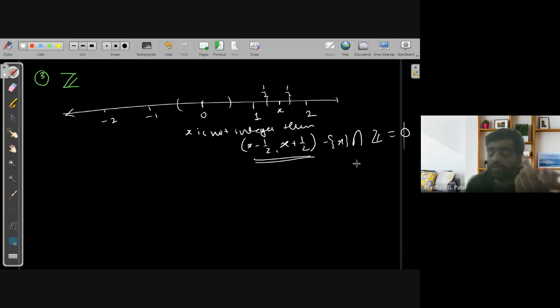So hence what can we say? The set of limit points of Z is empty. No point is a limit point of Z as a subset of R.